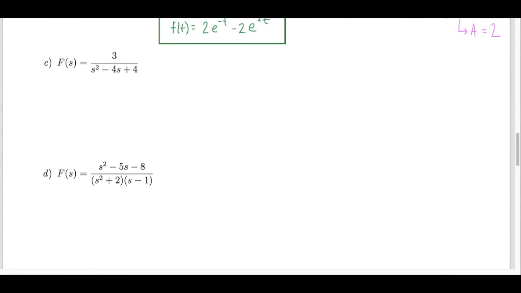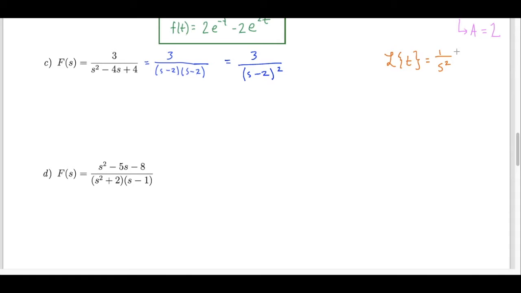In part C, my denominator is once again a quadratic, and just glancing at it, I can tell already that this will factor. So let me rewrite my denominator. So this transform can actually be written as 3 over s minus 2 squared. Once again, comparing this to the transform of cosine or the transform of sine or the transform of an exponential, this doesn't quite fit the structure of any of those.